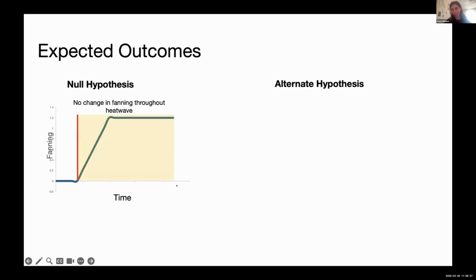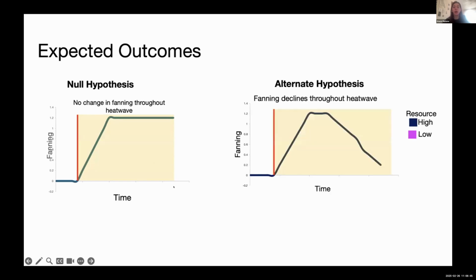But that seems a little unlikely because the bumblebees would also be experiencing thermal stress throughout this heat wave. And so what we otherwise expected was that fanning would actually decline throughout the heat wave. So although they have this constant heat stress going on, they wouldn't be able to maintain fanning. And we expected this result to be stronger for the low resource bees, that they would decline in fanning faster and not reach as high of a fanning amount.